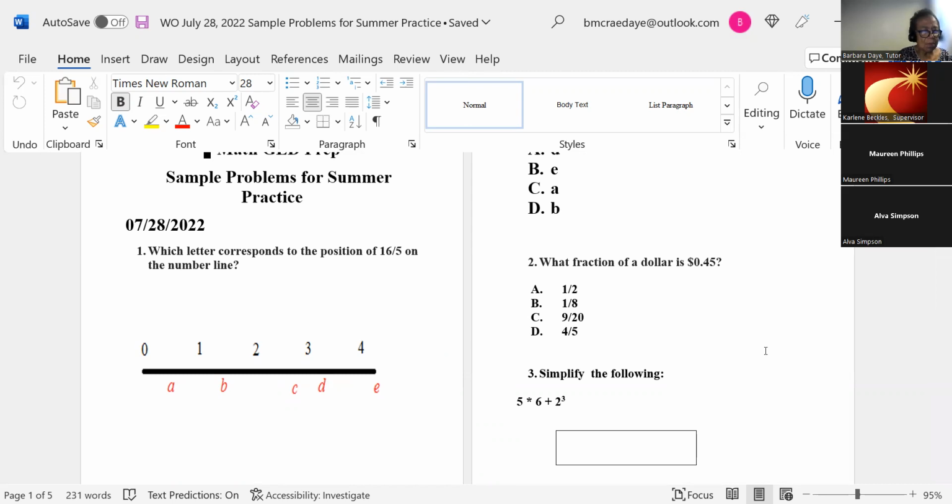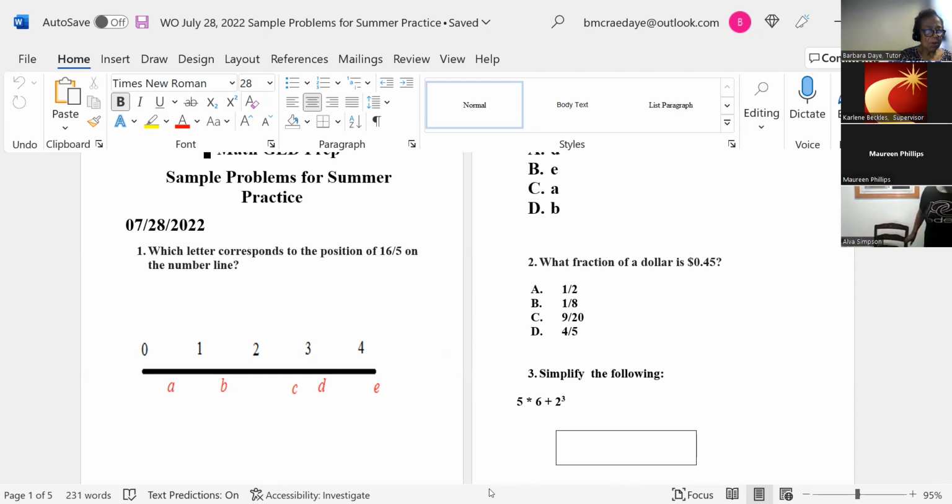Now, Maureen. Yeah. Okay, this is a number line, right? And read number 1, please. Which letter corresponds to the position? I'm sorry about that, Miss Barbara. Okay. You can hear me, right? Yes, ma'am. Can you see the screen? Yes, ma'am. Very good. We're just getting started.